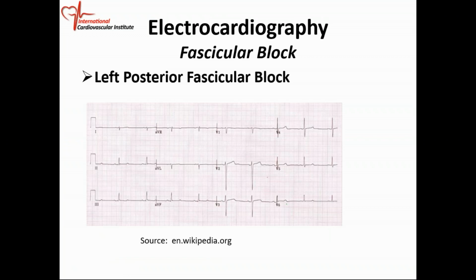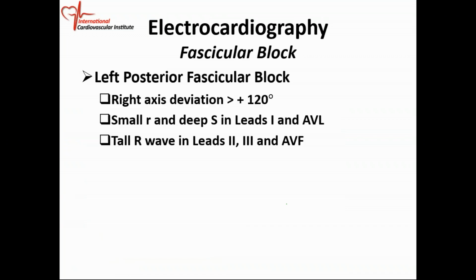All right, so again, the left bundle has an anterior fascicle and it also has a posterior fascicle. To diagnose a left posterior fascicular block, you're going to have extreme right axis deviation. The right axis is usually greater than plus 120, and then you have small R waves and deep S waves in leads 1 and AVL. So you're going to have small R waves in leads 1 AVL and deep S waves in the same leads.